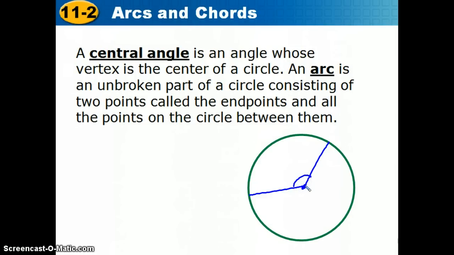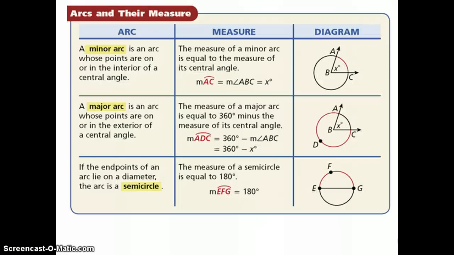An arc is the unbroken part of the circle consisting of 2 points. So like this is an arc, and we could call this arc AB. You'll notice we put a little arc symbol above it. So we're going to go learn some more now.